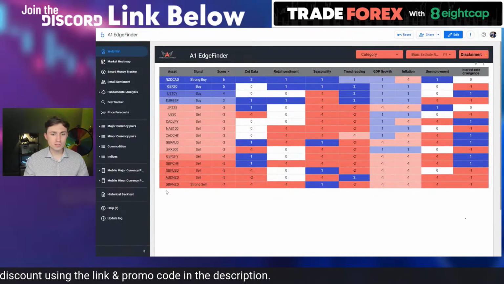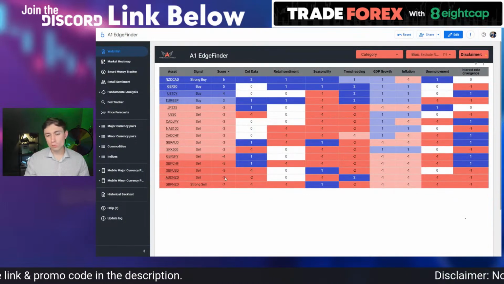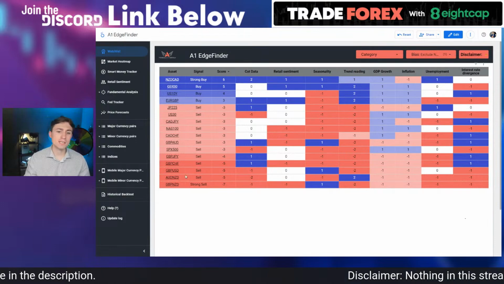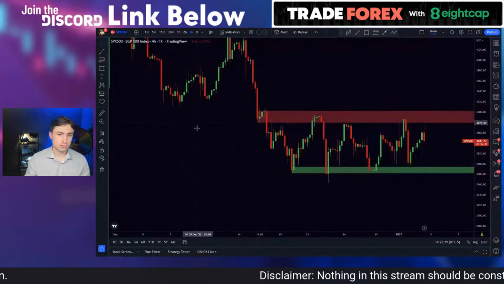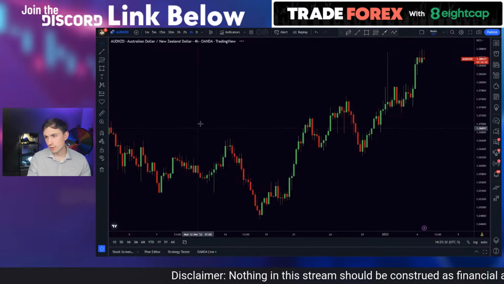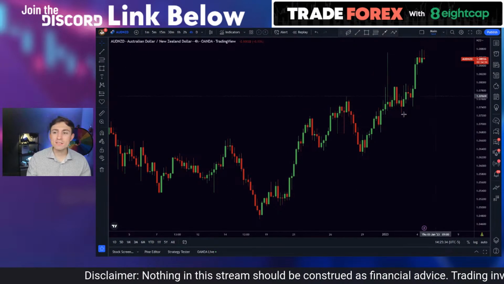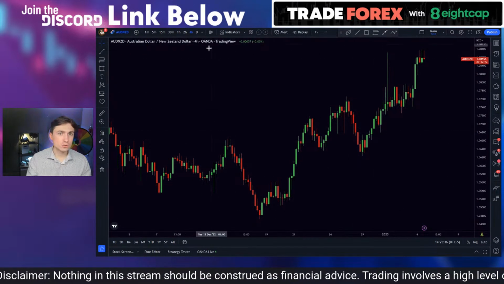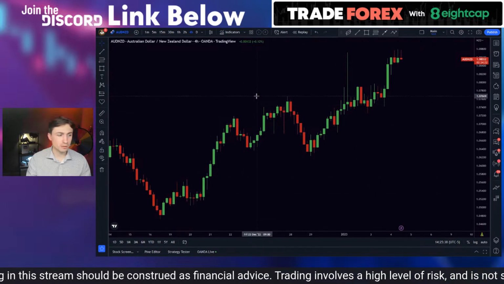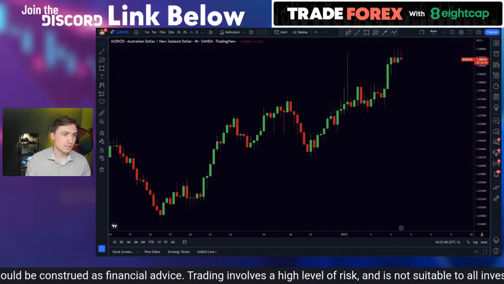If you're just tuning into the stream, AUDNZD is overall sell biased, though I don't like the technical setup. I mentioned this earlier. Even though the sell bias is there, I don't like the sell idea on a technical chart. The 4-hour chart looks very bullish here, so not looking to go against that for now.